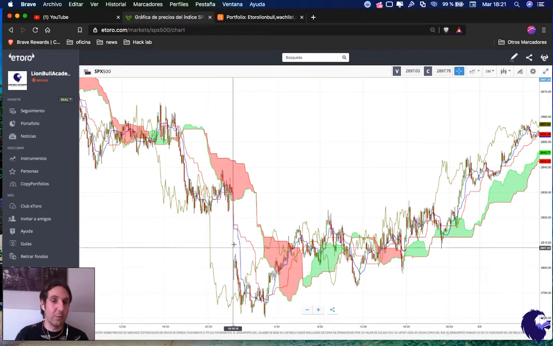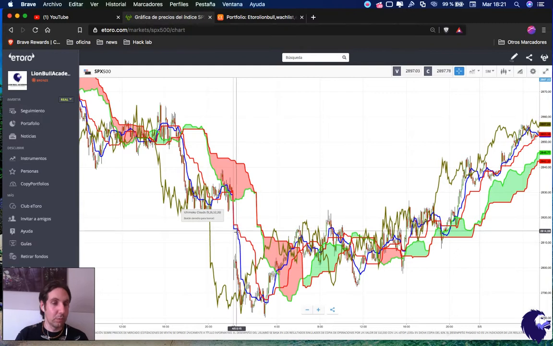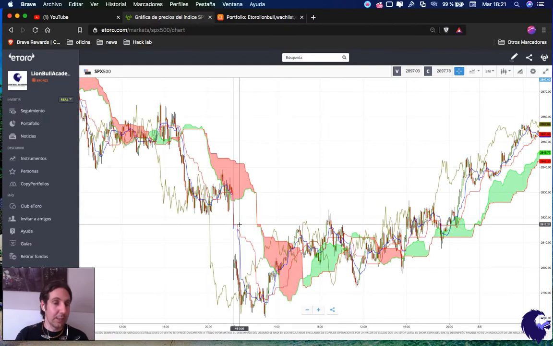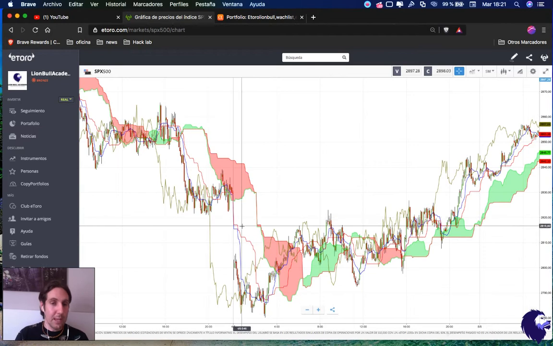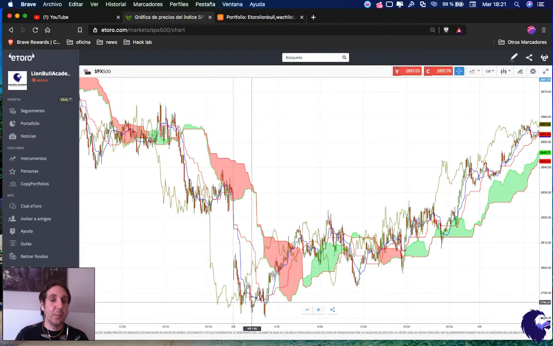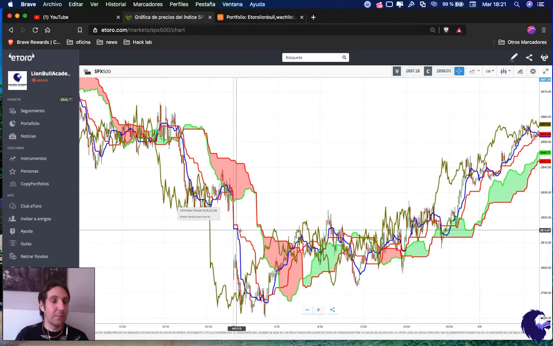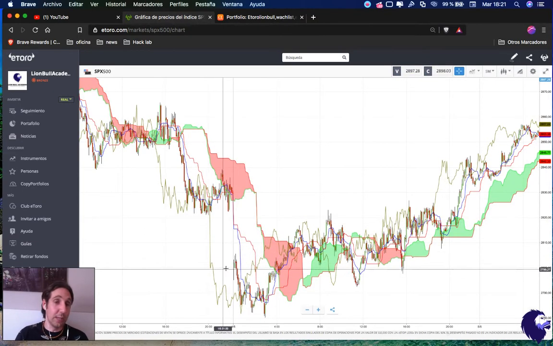So we're waiting for the blue line to cross below the red line, and afterwards it will be below. When the candle of the cross closes, we enter in sell. The stop loss goes above the red line, and the take profit is 1.5 times the stop loss, the distance from the entry to the stop loss.